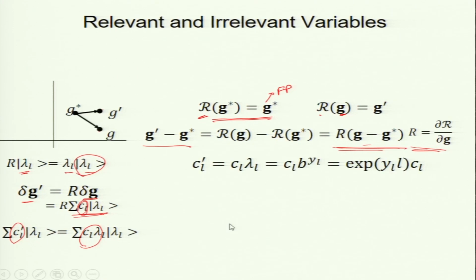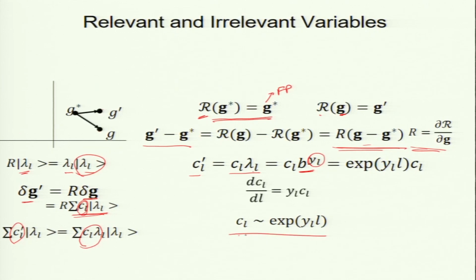So, that is what I have written here: c_L prime is c_L lambda_L, but this is the beauty of it. Lambda_L is written as b to the power y_L. This is my exponent, and y_L is an important coefficient. The eigenvalue we already obtained, 2 minus epsilon by 3, but that is in terms of l, not b. So, what we got right now is already y_L, not lambda_L, and so c_L is basically going as exponential of y_L times l.